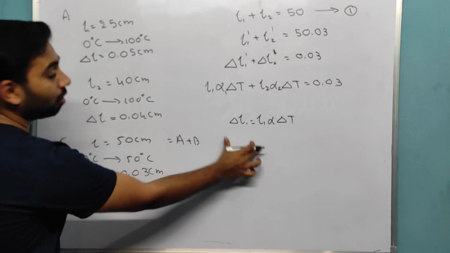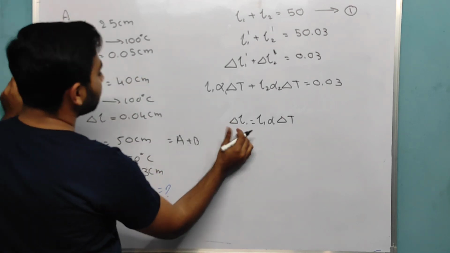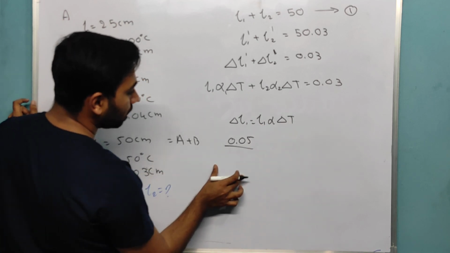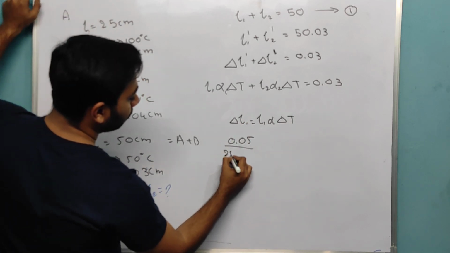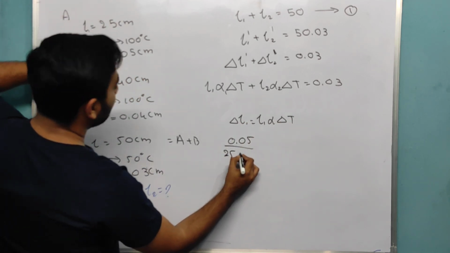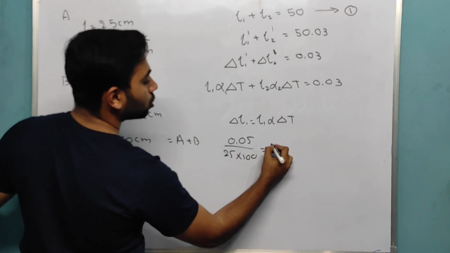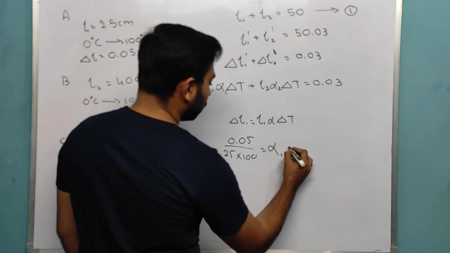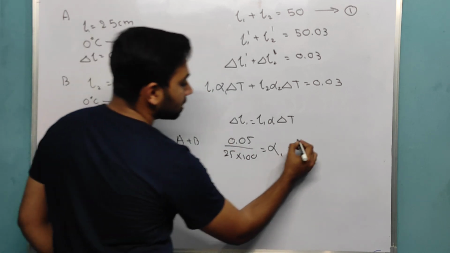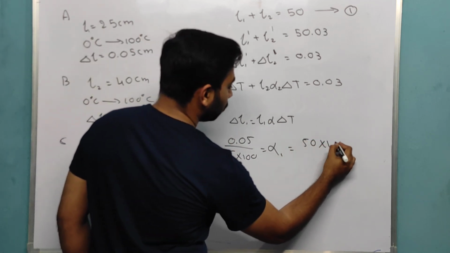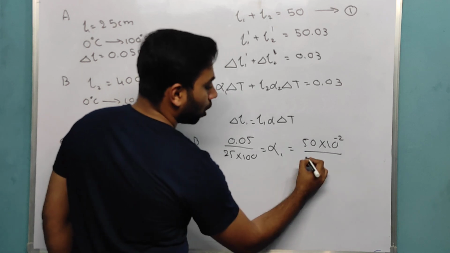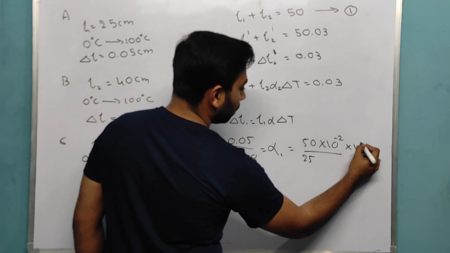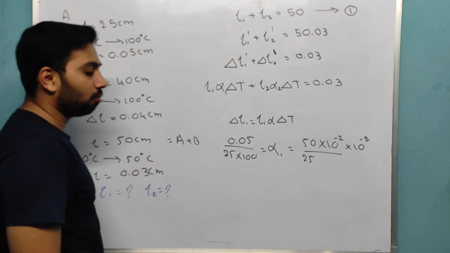For this one I am doing. Here the change in length is 0.05. If I send this one and this one downside, then the original length is 25 and the temperature is 100, which equals alpha 1. Now if I solve this, I can write this as 50 into 10 to the power of minus 2, and downside 150. And if I send this 100 upside, it will become 10 to the power of minus 2.